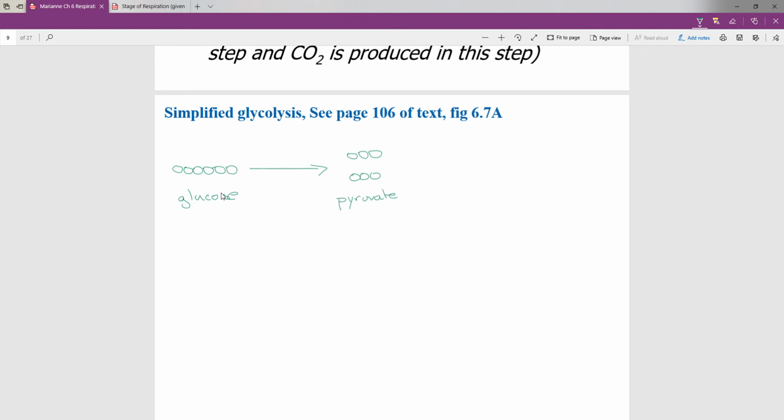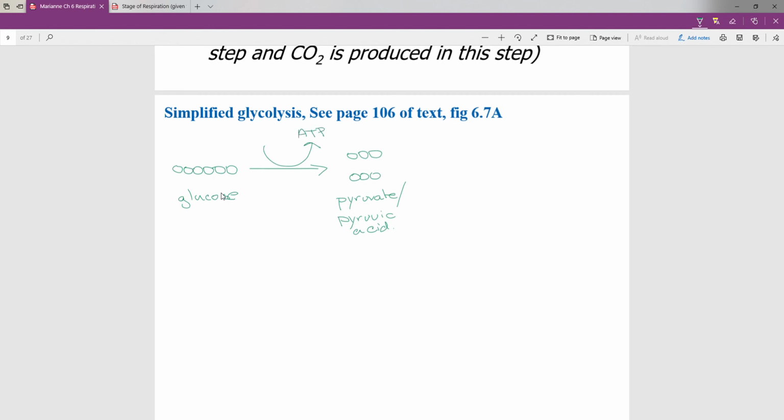or sometimes pyruvic acid. Either name works. It's kind of like the carboxylic acid or the carboxyl group as a functional group. It's just a naming system difference. So this is the basis of glycolysis. Now, the other thing that it does is that it's going to produce ATP.